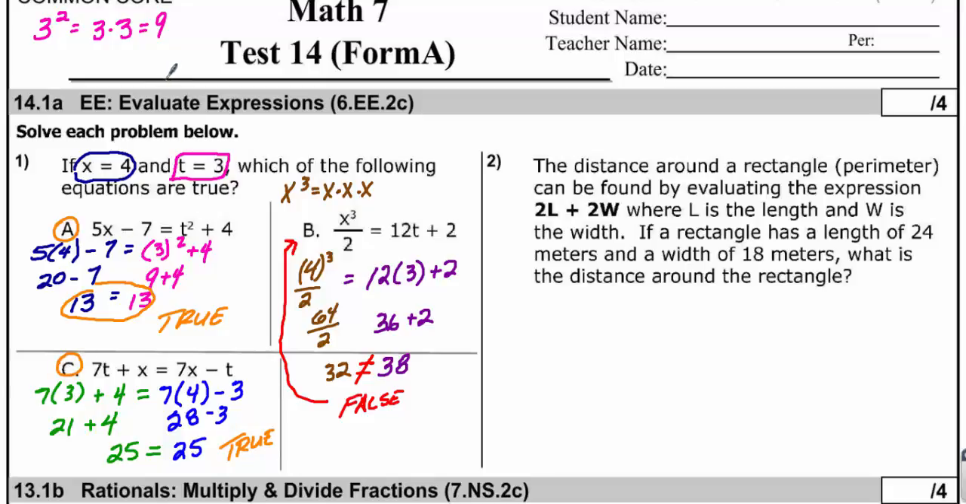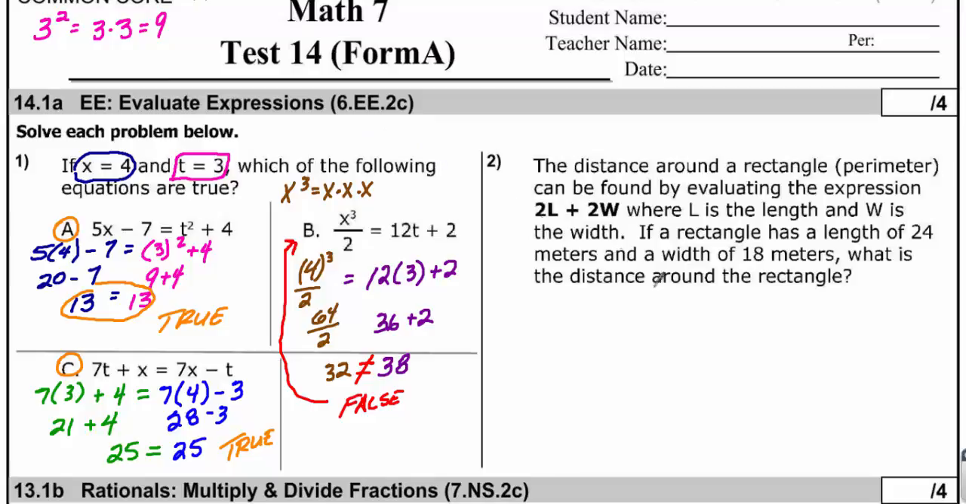So review those, because again, you're going to see this kind of work on the next test. Plus, this is an important concept to understand moving forward. This isn't just about passing a test, but this is one of those fundamental ideas that we use in algebra. All right, on to number 2.